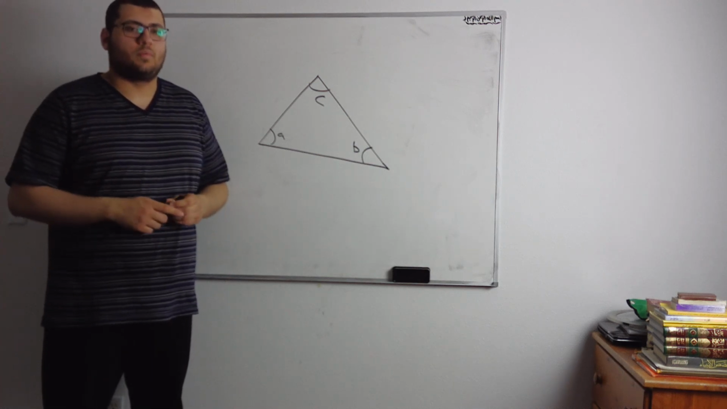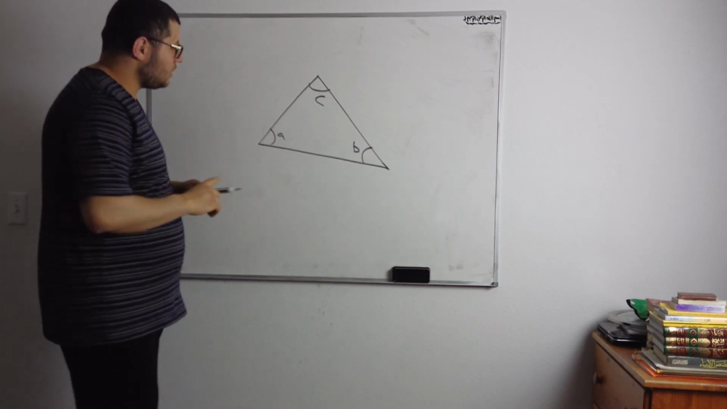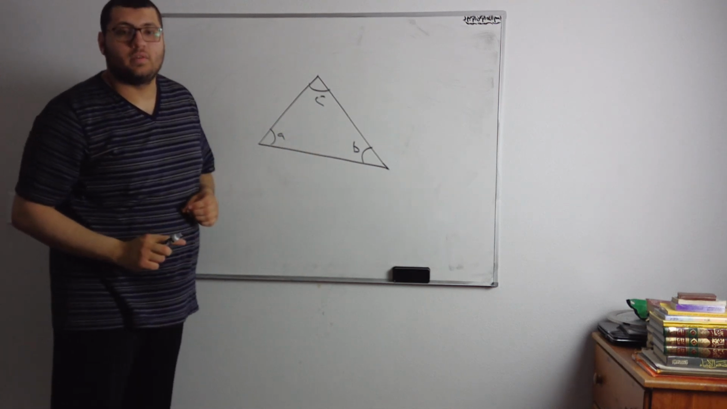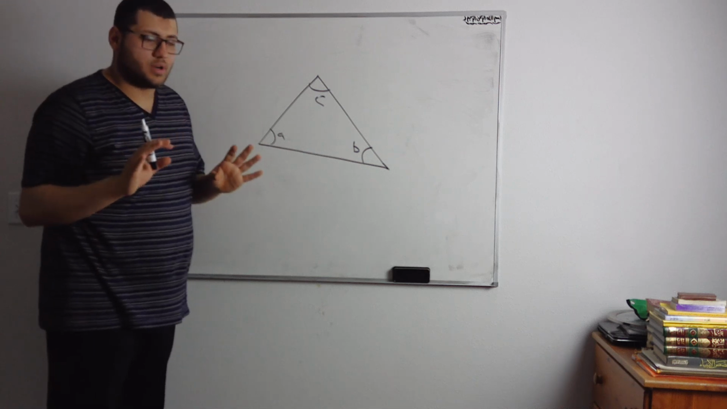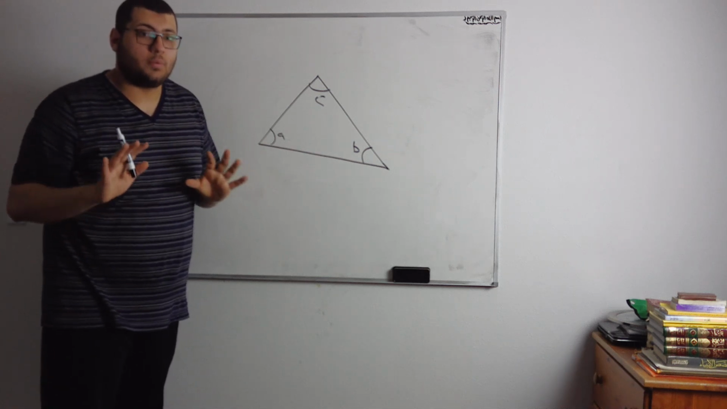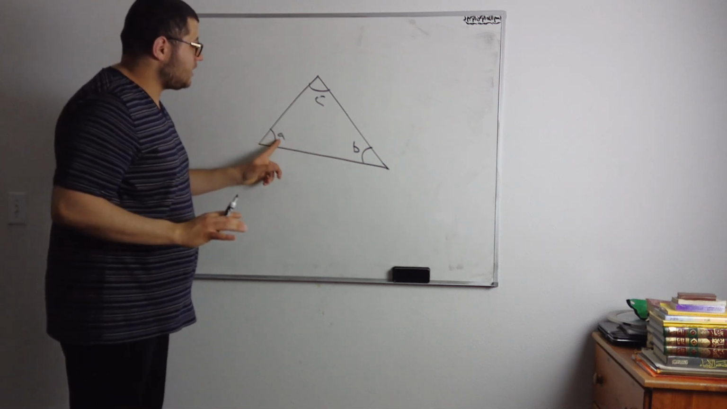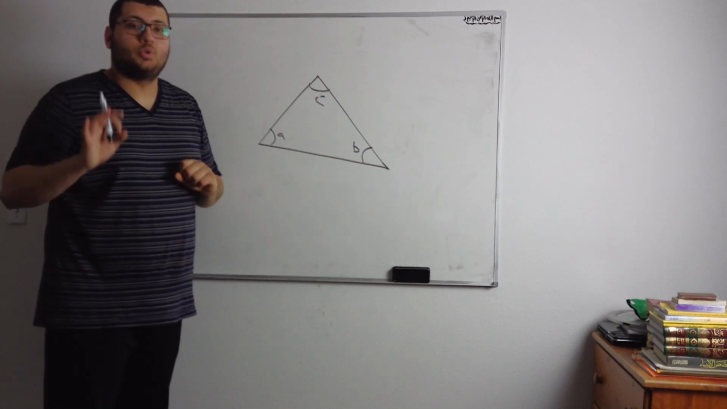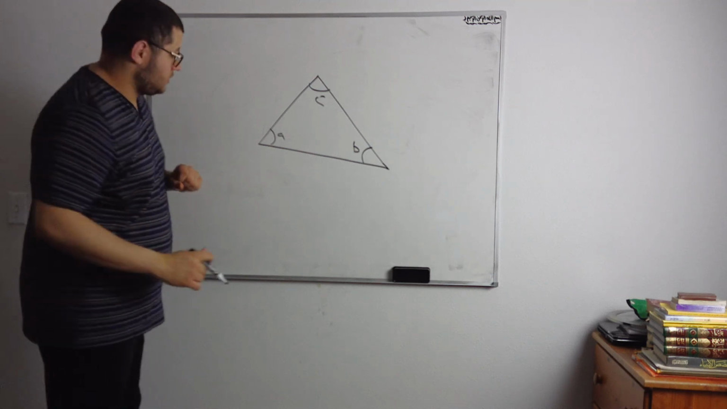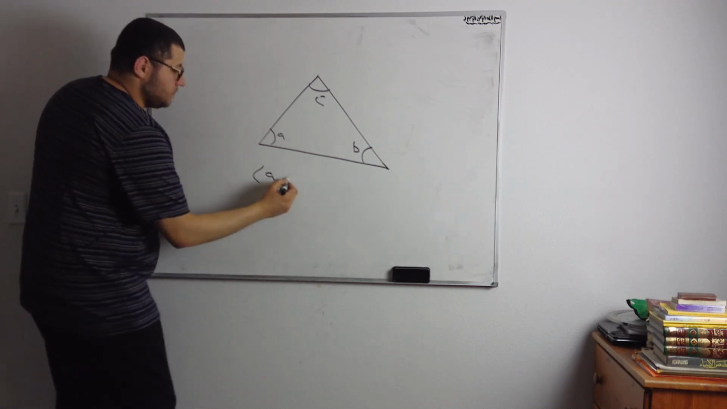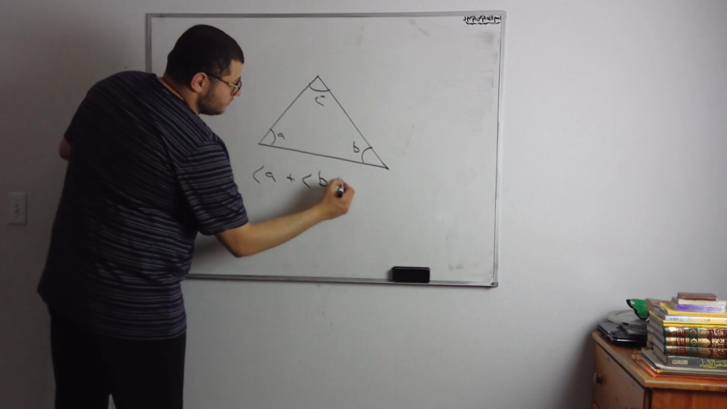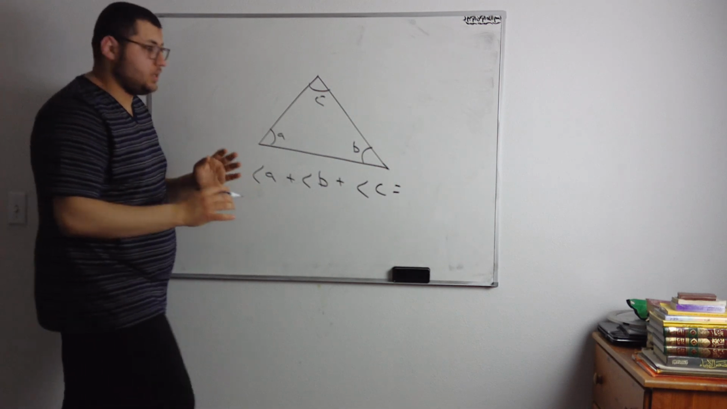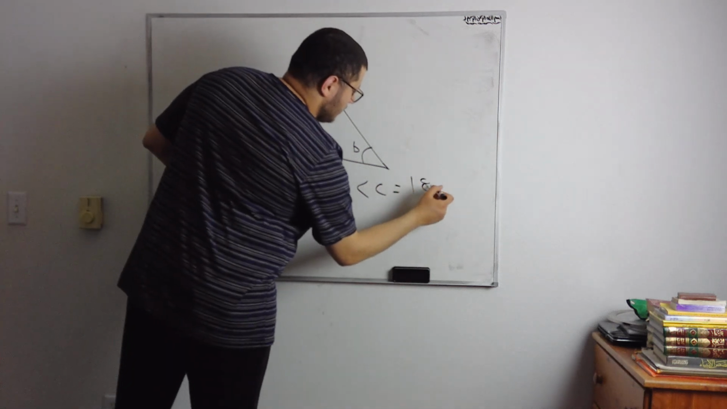Now, what is that rule? The rule is the 3 angles of a triangle add up to 180 degrees. So this angle plus this angle plus this angle must add up to what? Must add up to 180 degrees. So angle A plus angle B plus angle C add up to what? Add up to 180 degrees. 180.